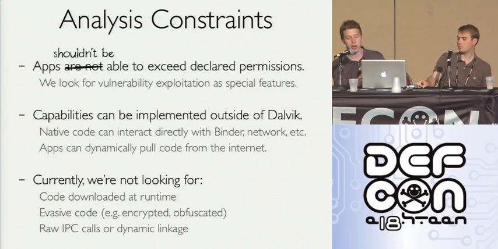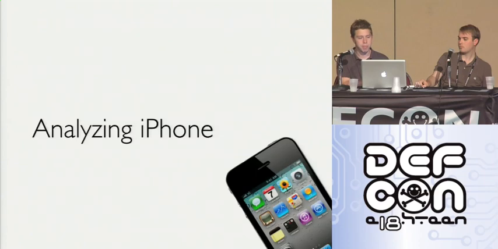So specifically, we're not looking at code downloaded at runtime. We're not looking at encrypted code. So, for example, if there's a polymorphic engine or something like that, the current static analysis that we're doing doesn't look at that. And we're also not looking at dynamic linkage. So if you're using reflection or any sort of raw IPC calls, Android has this IPC mechanism called binder. We're not looking at raw calls there. At some point, we will get there, but we're looking at the vast majority of apps that use the framework as it's built right now.